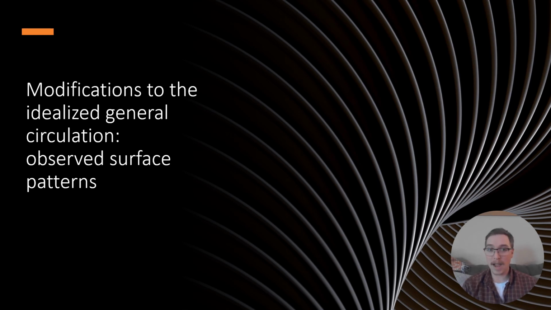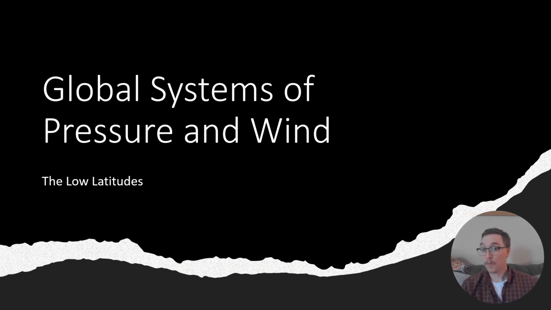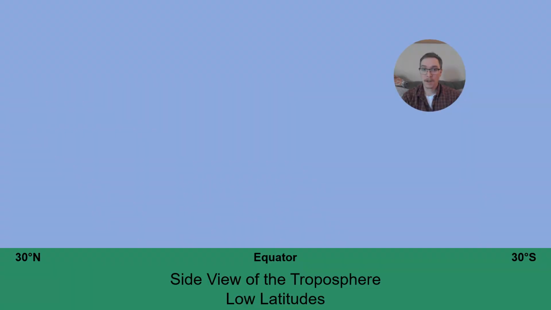So looking here at observed surface patterns. First off, we're going to start by looking at our global systems of pressure and wind, a little bit of a recap, adding in all the new information that we know. So we're going to start in the low latitudes here, between the equator and 30 degrees north and south. This is just to recap, and I would make your own little diagram in your notes just so you remember this stuff, likely for your quiz as you're going through.